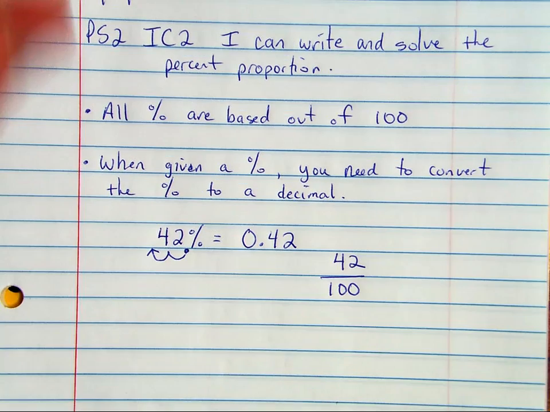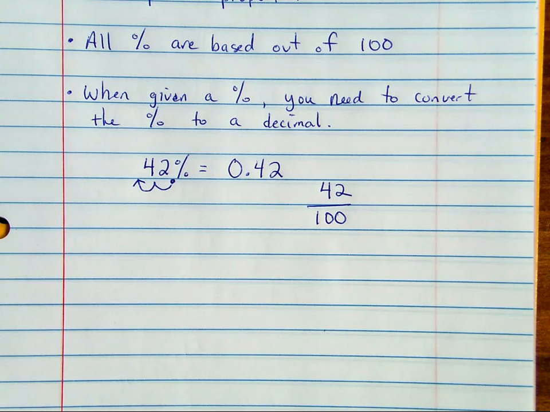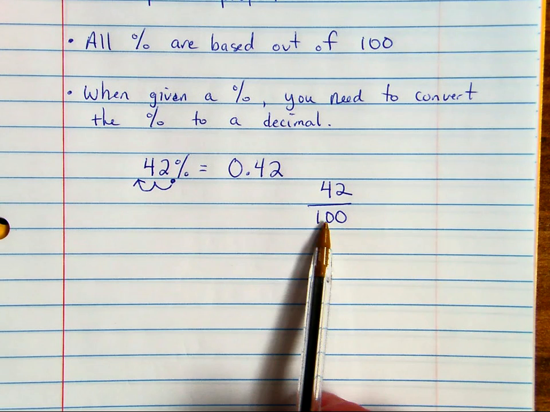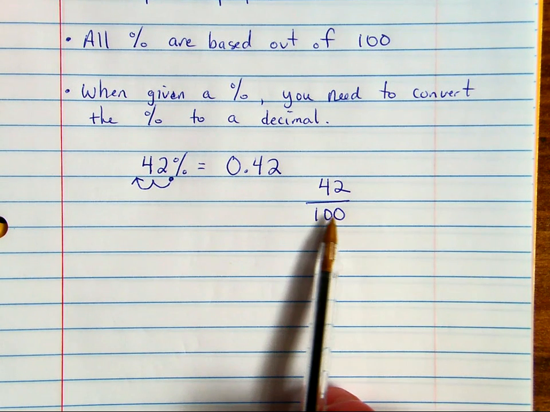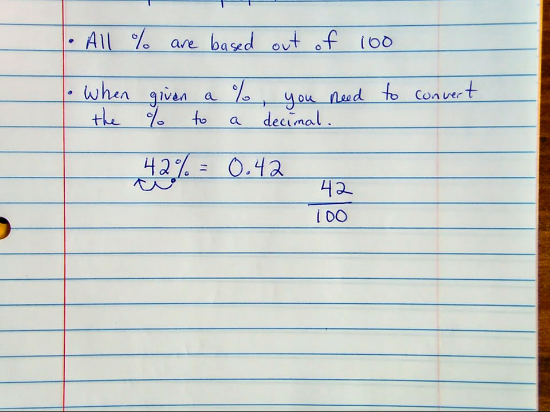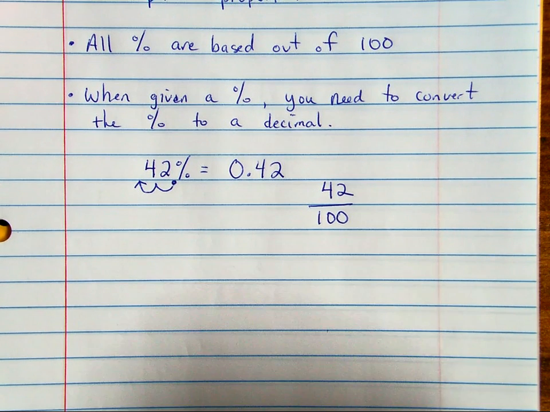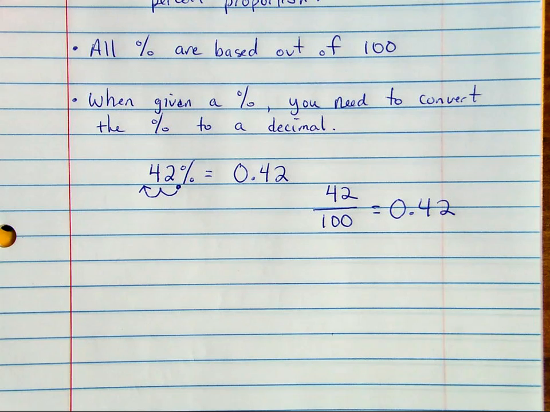Technically, what we are doing is we are taking the 42 and dividing it by 100. And when we do that, notice how many zeros 100 has. How many are there? 2. So we have to move the decimal 2 places to the left. And that's where your 0.42 comes from.